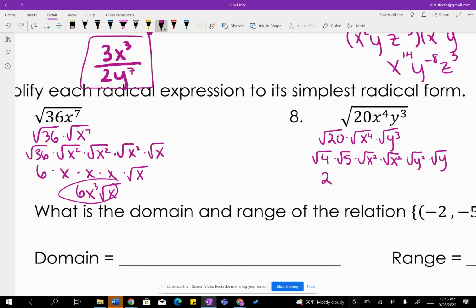Square root of 4 is going to become 2. I cannot do the square root of 5, so that stays. Square root of x squared becomes x. Square root of x squared becomes x. Square root of y squared becomes y. And I can't do anything to the square root of y. So then all these things that are not under the radical are going to go together in the front, right? So we're going to have a 2, an x what? Squared, since it's x times x, a y, and then left underneath will be your 5 and your y.